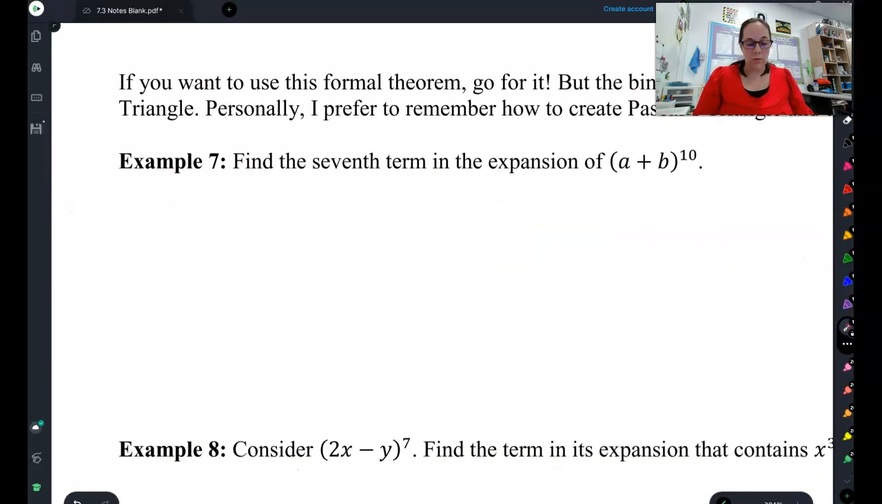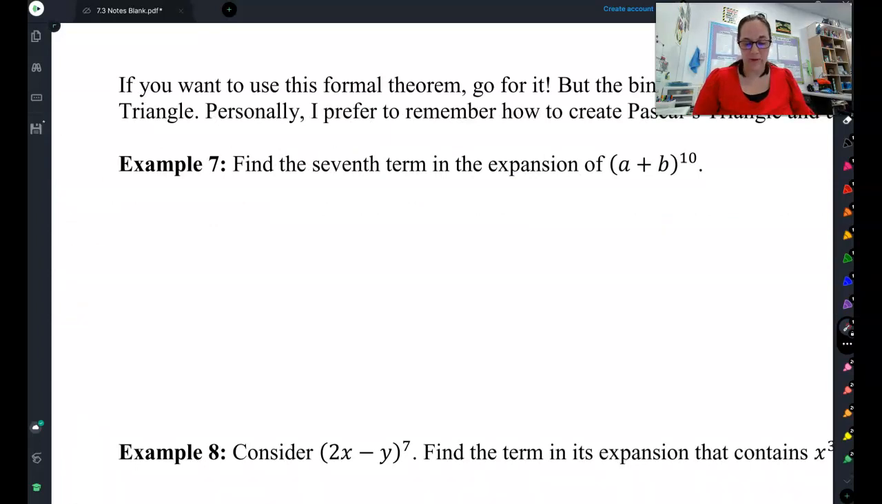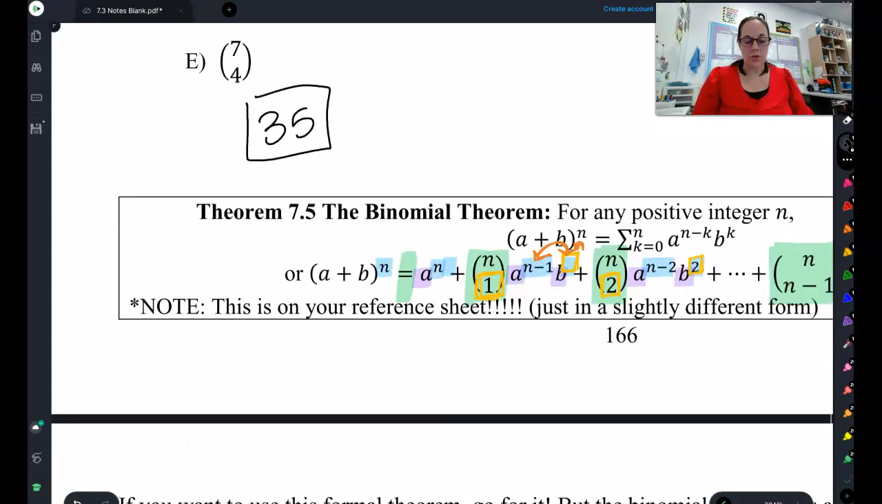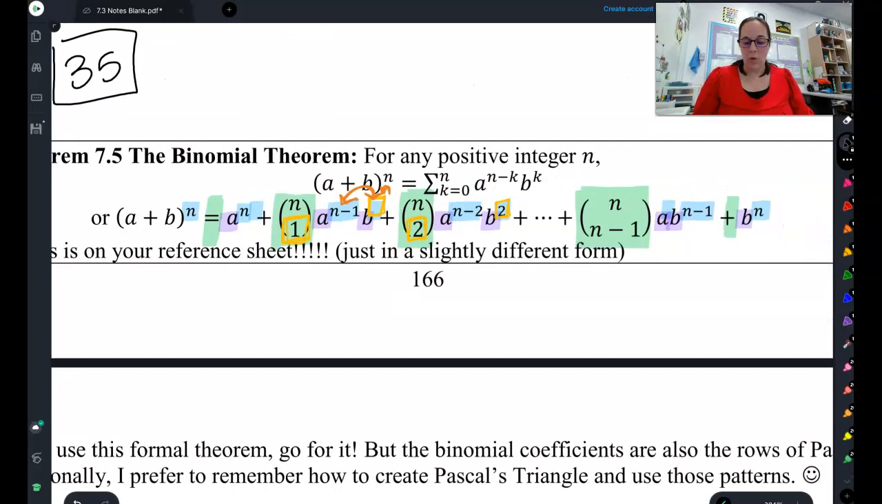We can now do more specific ones like this one. Find the 7th term in this expansion. So let's figure out what the 7th term would be. This would be my first term. This would be my second term. This would be my third term. And hopefully you've noticed from that these two numbers we highlighted in yellow are always one less than the term we're on. So this is the third term.